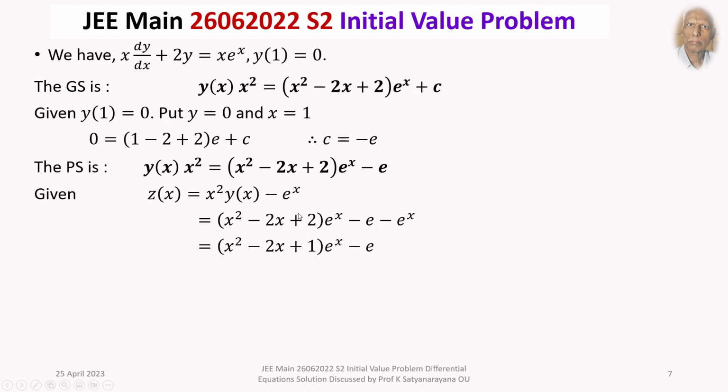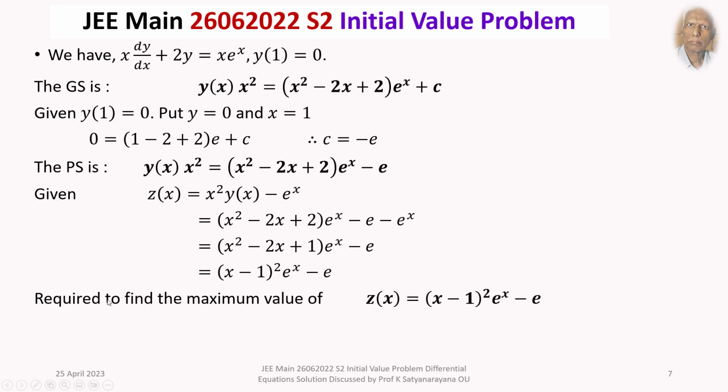Minus e power x clubbed here, then you will get x square minus 2x plus 1 e power x minus e, and this we find is x minus 1 whole square. So that is equal to x minus 1 whole square into e power x minus e, that is z(x). So therefore z(x) is this one. It is required to find the maximum value of z(x) equal to x minus 1 whole square into e power x minus e, and we find the maximum value of z(x) in the next slide.